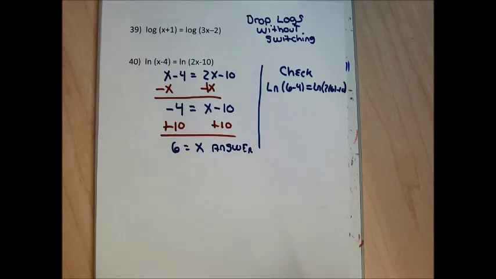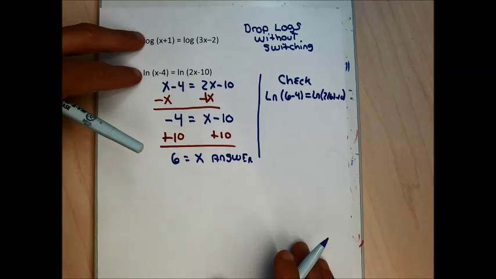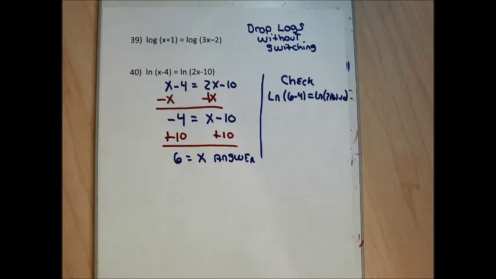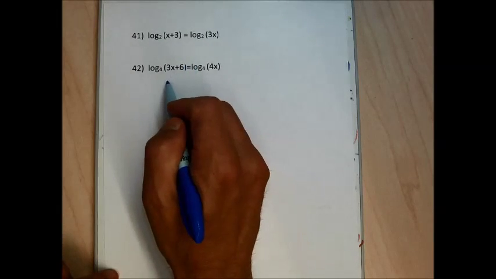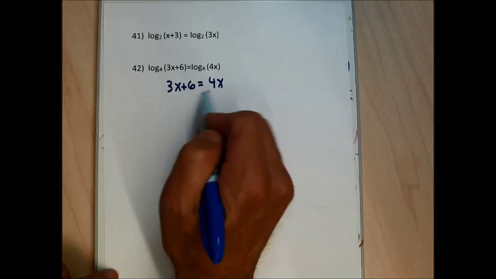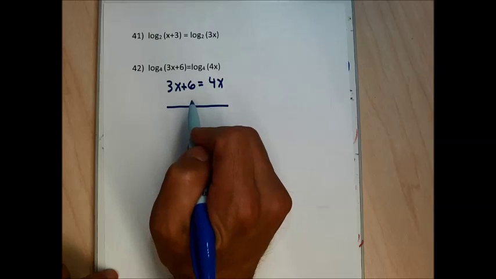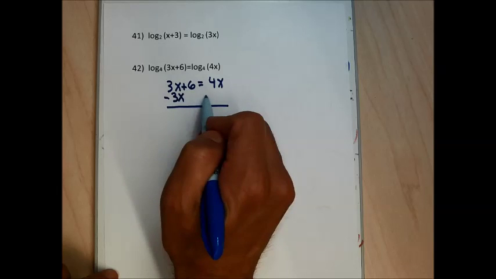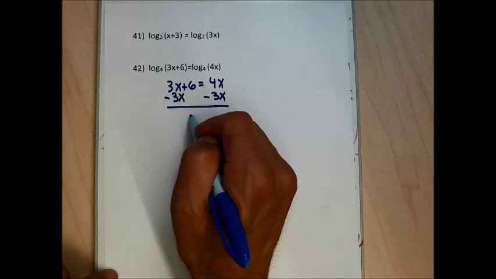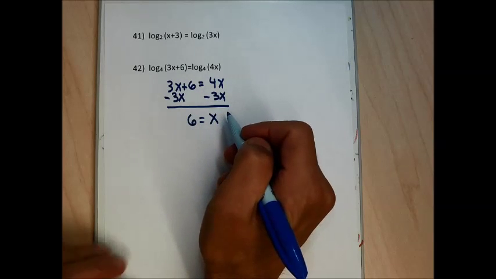So this strategy of just plain dropping the logs is only applicable when both sides have a logarithm, there's no stray number that's not part of an argument of a logarithm, and the logarithms are the same base. So 39, 40, and then 41 and 42 will all solve the same way. When I go to do 42, I'm going to drop the logs because on either side of the equal sign I have logarithms and nothing outside the logarithms, and the bases are the same. To get 42 solved, I'm going to minus 3x from both sides, and that's going to give me 6 equal to x.